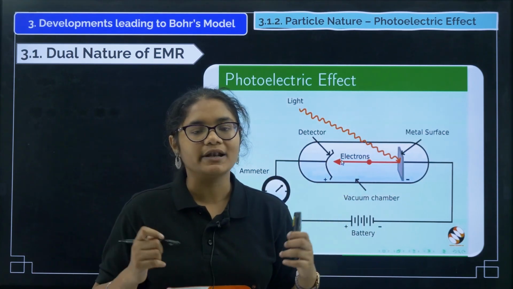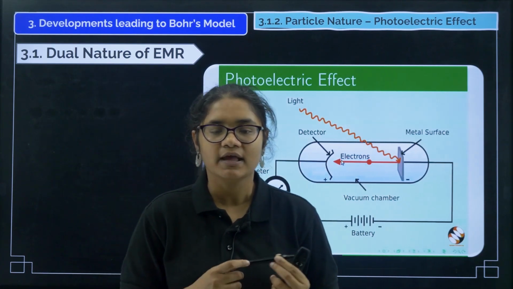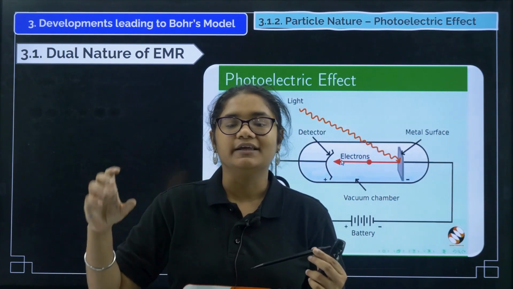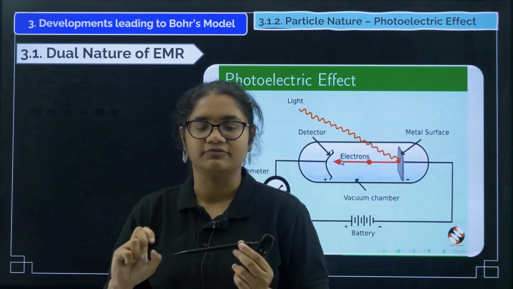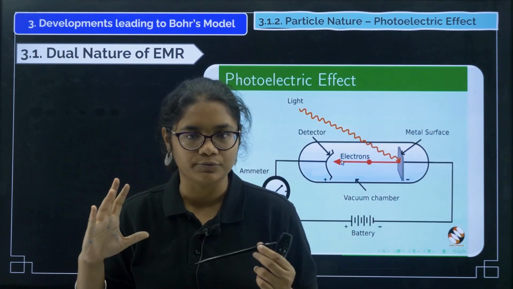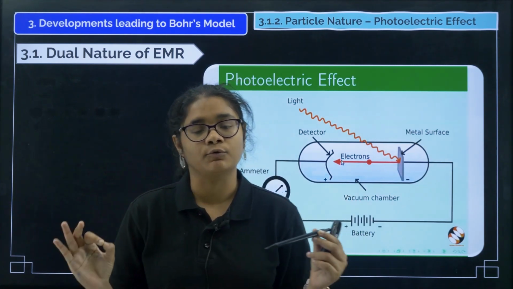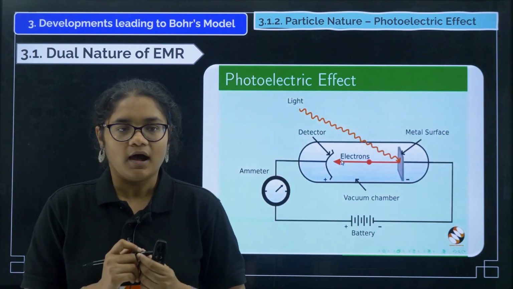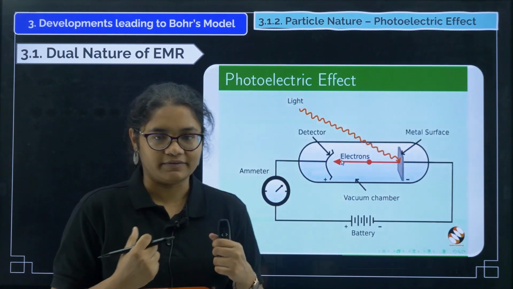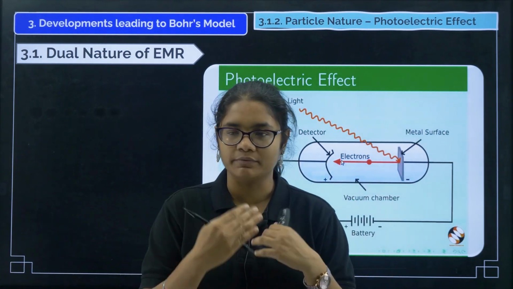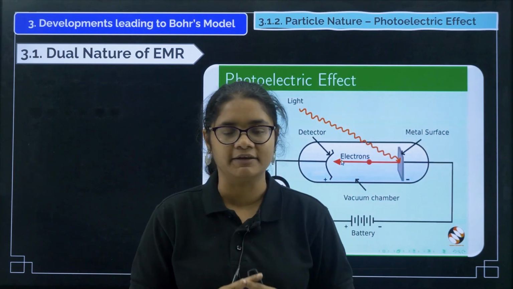Okay, that is called the photoelectric effect. Whenever a radiation strikes a metal surface, electrons are ejected out. That is called the photoelectric effect. Now, what is the observation? This experiment was done, and what were the observations here? That should be very, very clear.